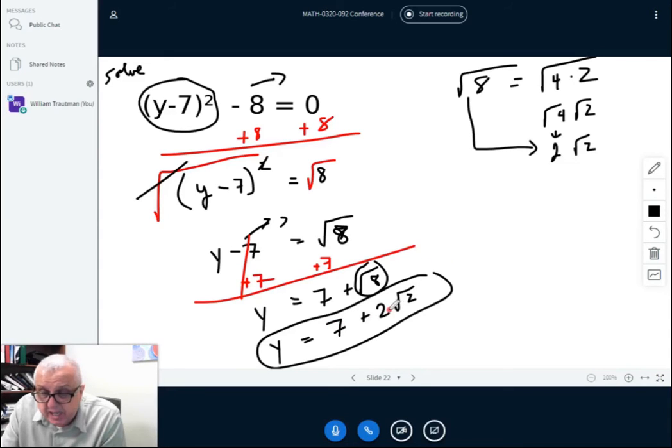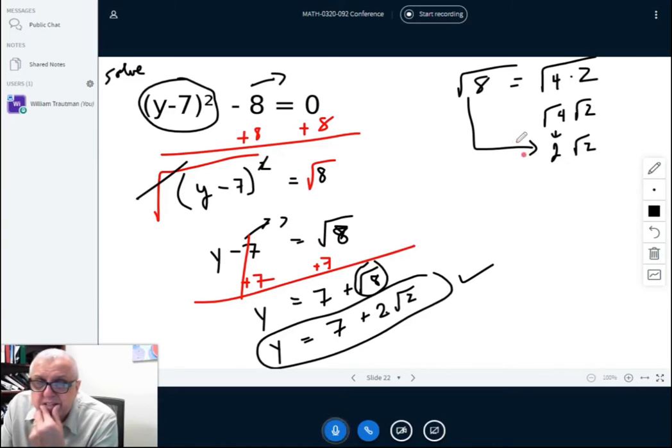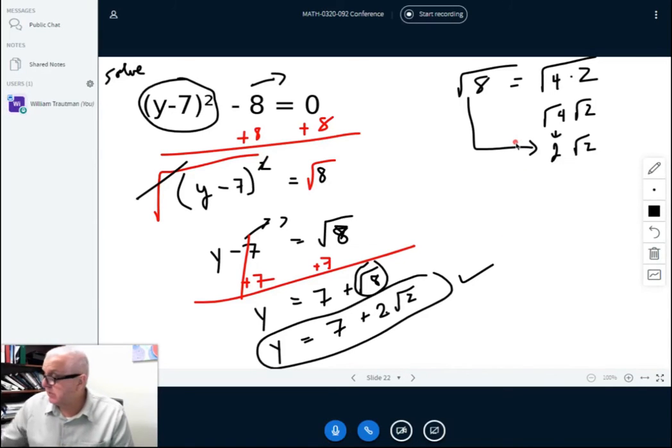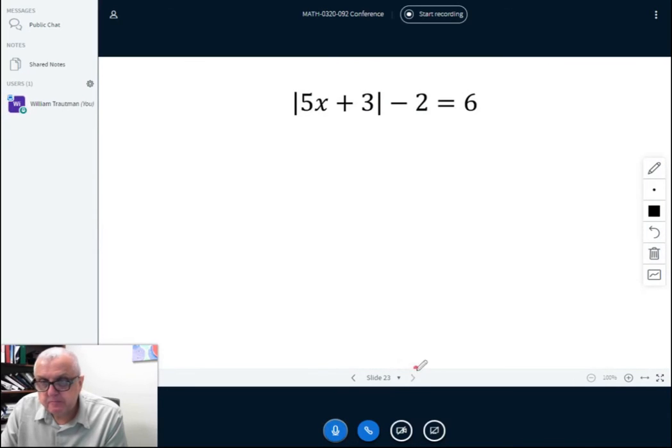And these can't be added because this is 2 square root of 2, and this is just a 7. There's no square root of 2 with it. So they're not like terms. So this would be the answer that I would look for. Once again, the test is 25 questions, multiple choice. And I believe this is the last question. We've already done one of these, absolute value.